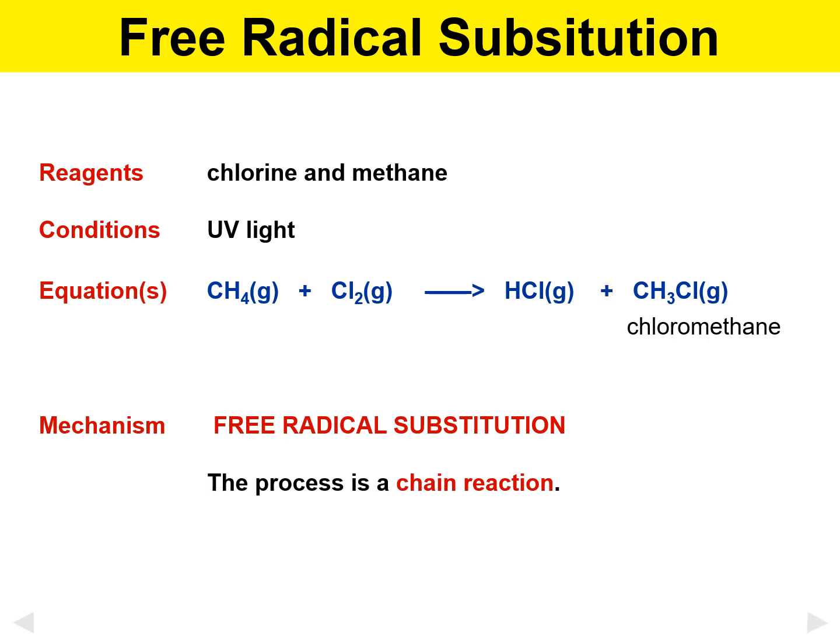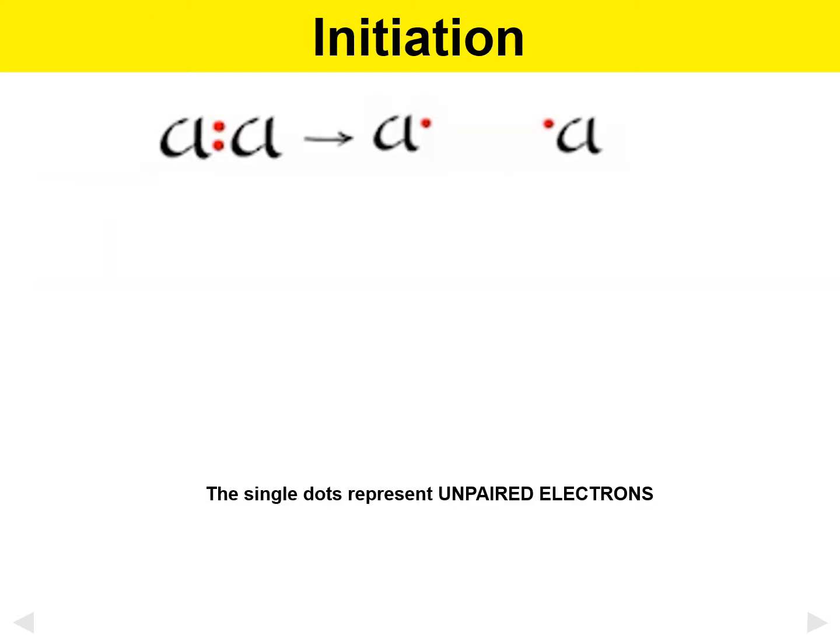Now we're going to look at how this reaction occurs, and that is referred to as the mechanism. There are three stages in this mechanism. The first is the initiation stage, when the chlorine molecule breaks up to form two chlorine radicals, the equation given on the slide. The dot signifies a radical, an unpaired electron.